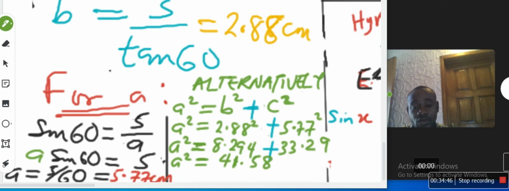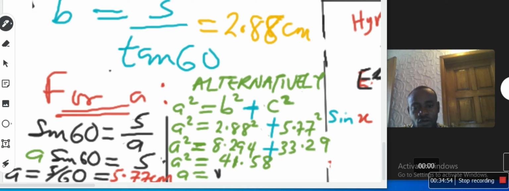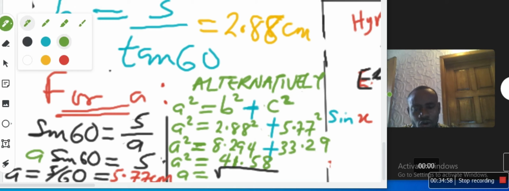Square it. You mean square root? Yeah. So A is the square root of all that. 6.44. Are you sure? Let me look at it properly. No, it's far from the value. Are you sure that we didn't make a mistake somewhere?